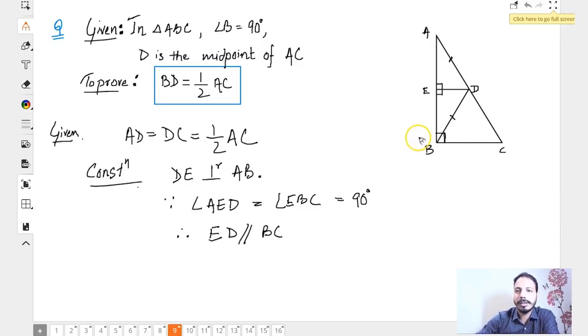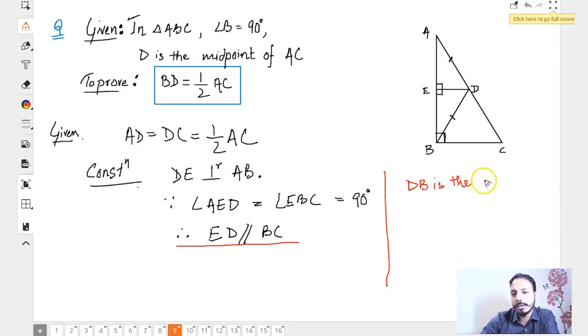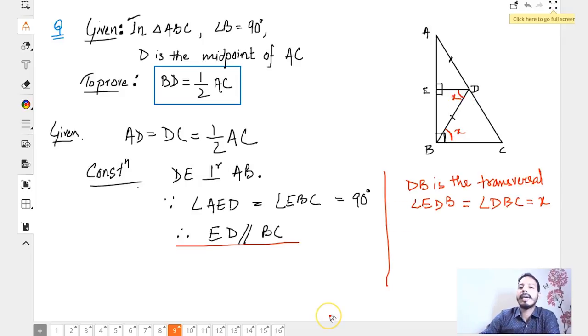So now we can use the theorems of corresponding angles. Since this is proved, now what can we say? Now we can say that if DB is the transversal, that means this is the transversal. If this is the transversal, this angle will be equal to this angle. That means angle EDB is equal to angle DBC. And let us say this is X. So say this angle is X and this angle is also X, some value X.